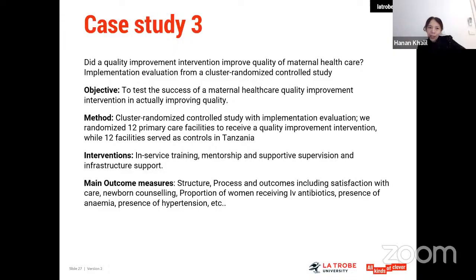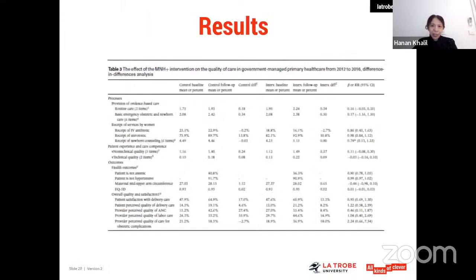The outcome measures that this intervention looked at were structure, process, and outcomes, and they also included satisfaction with the care, newborn counseling, proportion of women receiving IV antibiotics, presence of anemia in mothers giving birth, and also presence of hypertension. So they looked at many outcome measures, covering the three processes that we looked at: structure, process, and outcome.